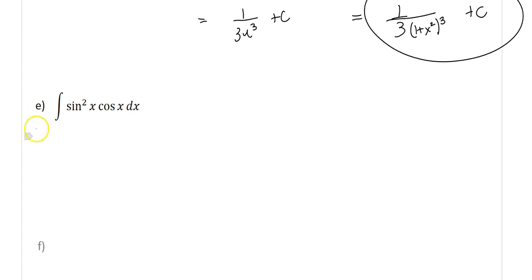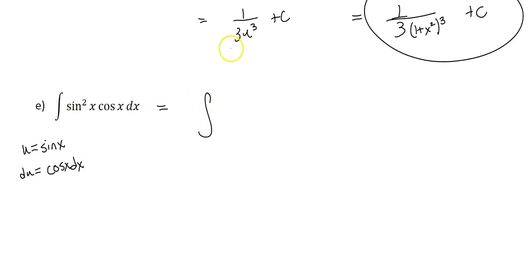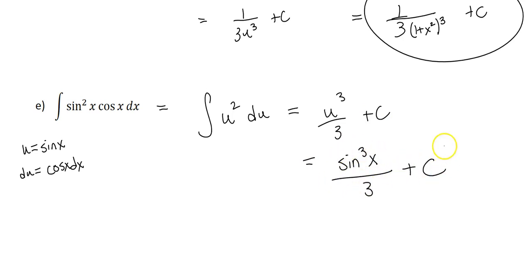This one is kind of a tricky power rule in hiding. If I let u be equal to sine of x, du would be cosine of x dx. So this would be the integral of u squared du, which is u cubed over 3 plus c. So this is going to end up being sine cubed of x over 3 plus c.